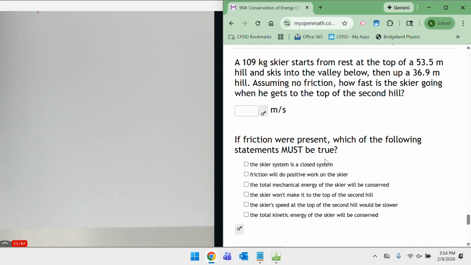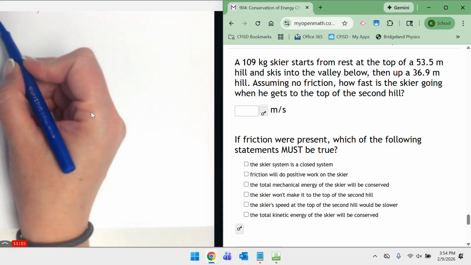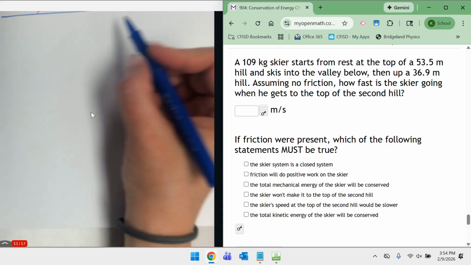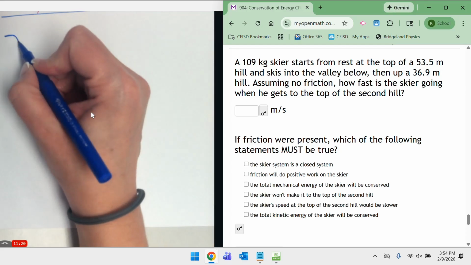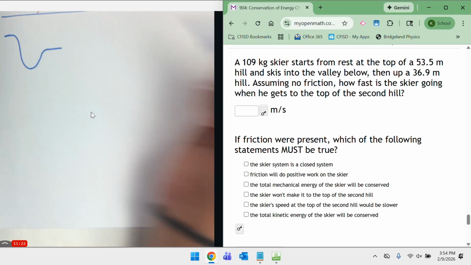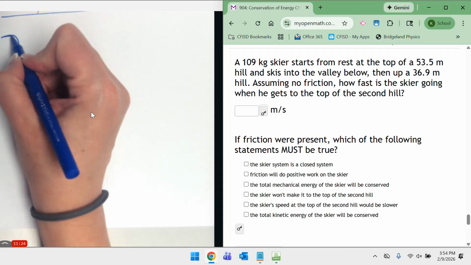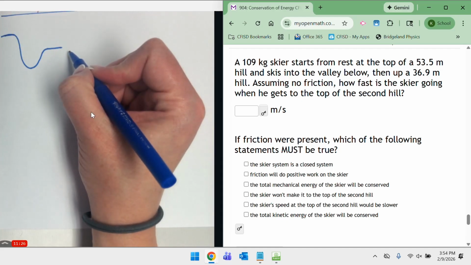All right, question 13. A 109 kilogram skier starts from rest at the top of a 63.5 meter hill and skis into the valley below. I'm going to start drawing a picture for this because it's going to be helpful. So we have this scenario. It talks about starting on top of a hill, going into a valley, and up a second hill.